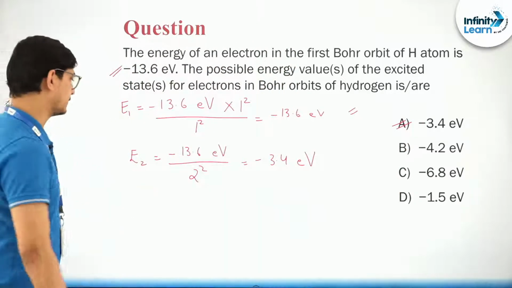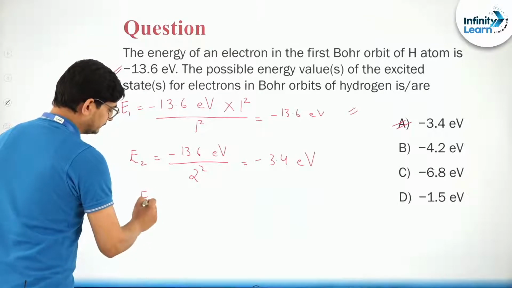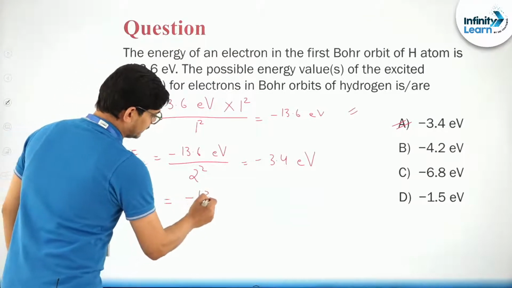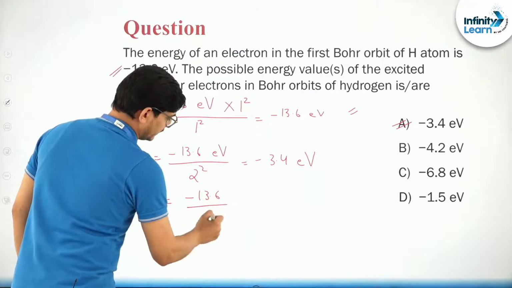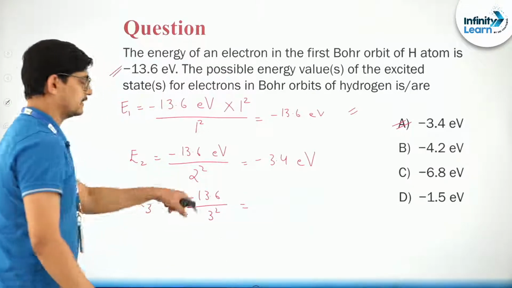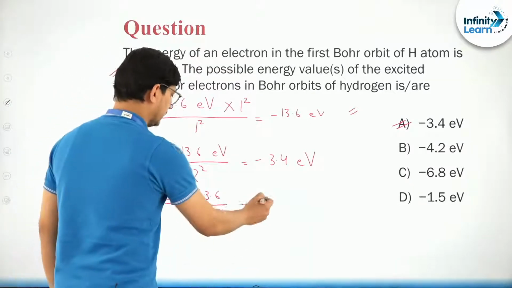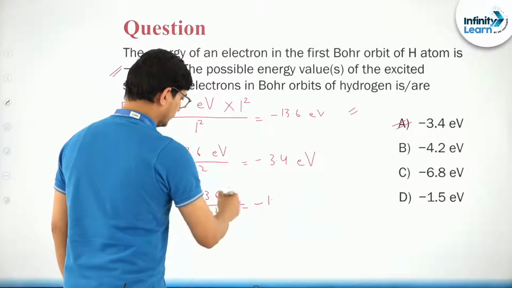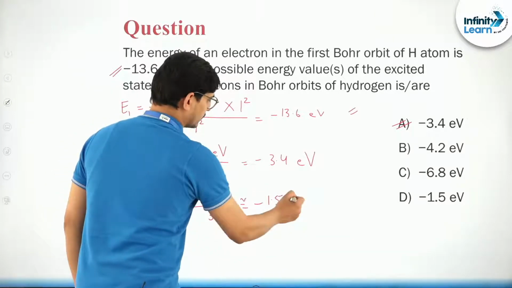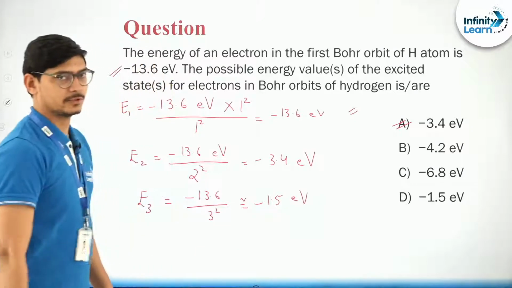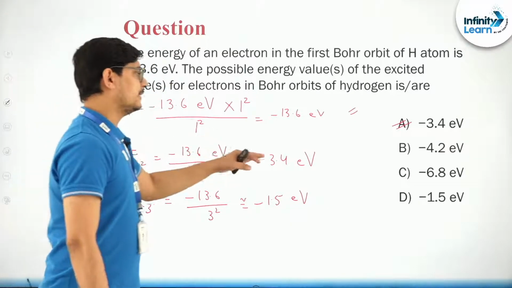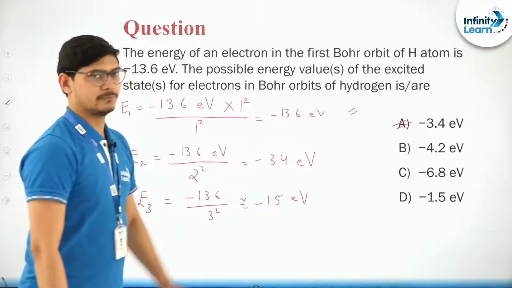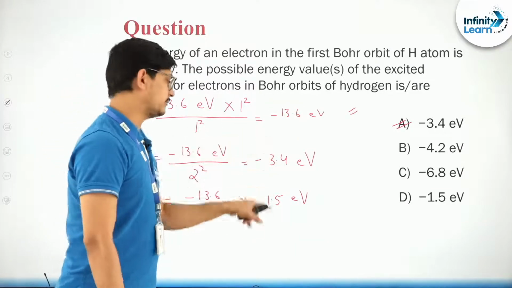Clear so far? Let us calculate E3. It is minus 13.6 divided by 3 square this time, so this is 9. How much does it come out to be? It is minus 1.5 electron volt approximately. So the first value of the excited state is minus 3.4 and the immediately next value is minus 1.5.